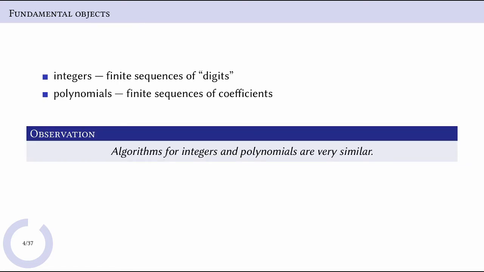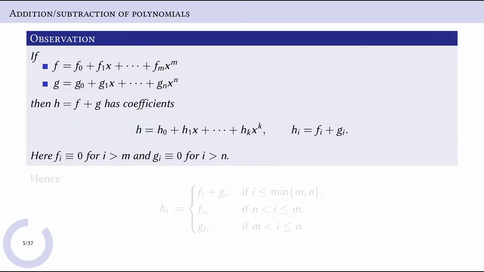So it does not come with a big surprise that algorithms for integers and algorithms for polynomials are very similar to each other. In fact, algorithms for polynomials are teeny tiny simpler and easier because we do not have a carry to take care about. As I said, we start from ground zero. We start from basic arithmetic, from addition and subtraction. So I hope you all know how to add and subtract polynomials.